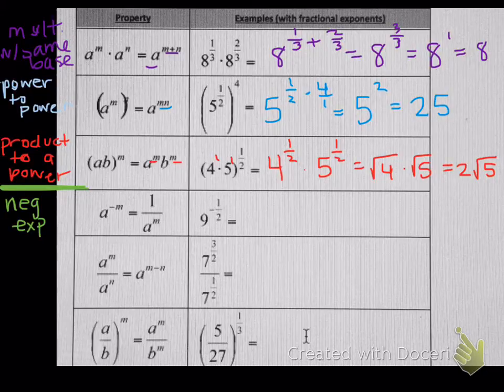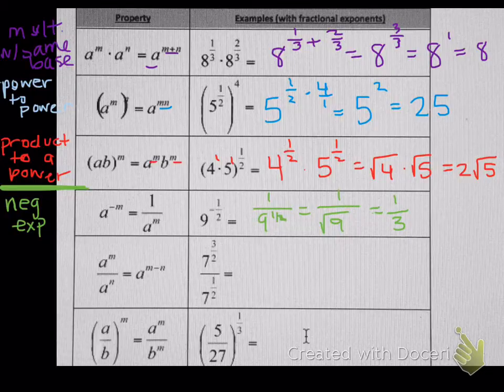So here I have 9 to the negative 1/2. I can rewrite this as 1 over 9 to the 1/2 power. Notice by dropping it down, I've now dropped the negative. And now I can say this is 1 over the square root of 9, using what we learned prior to this. And the final answer would be 1 over 3. So that's how negative exponents work. Again, we will do a ton of practice and board work on these concepts tomorrow.